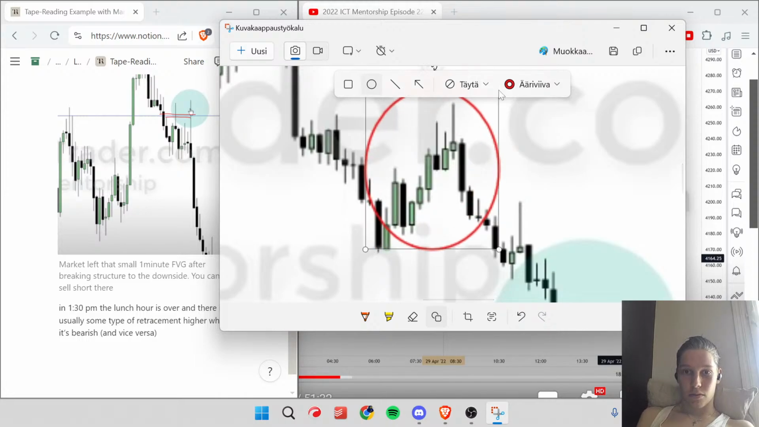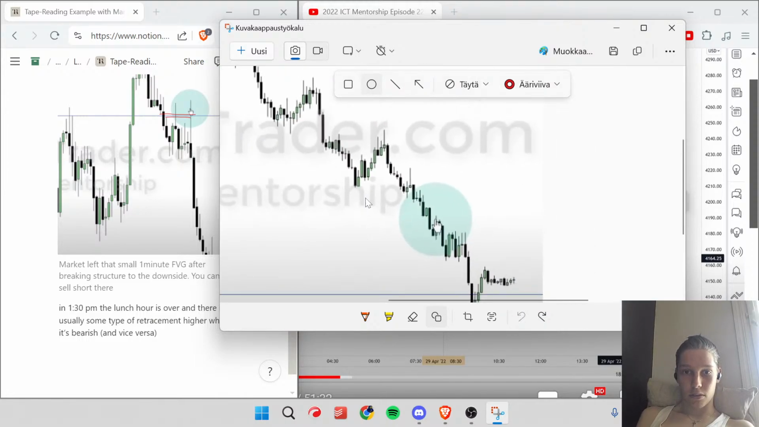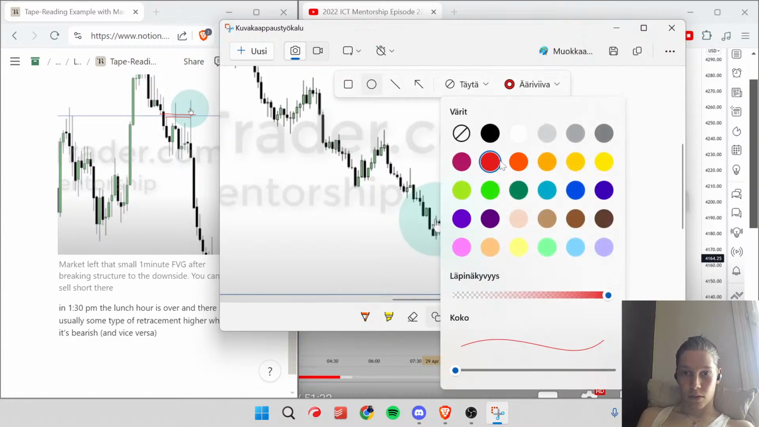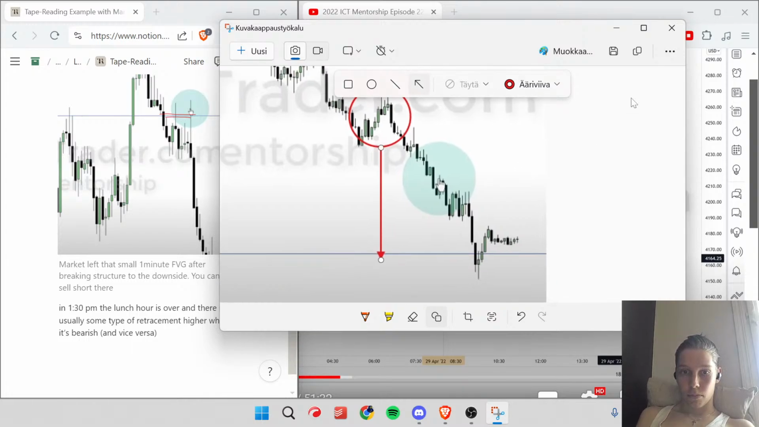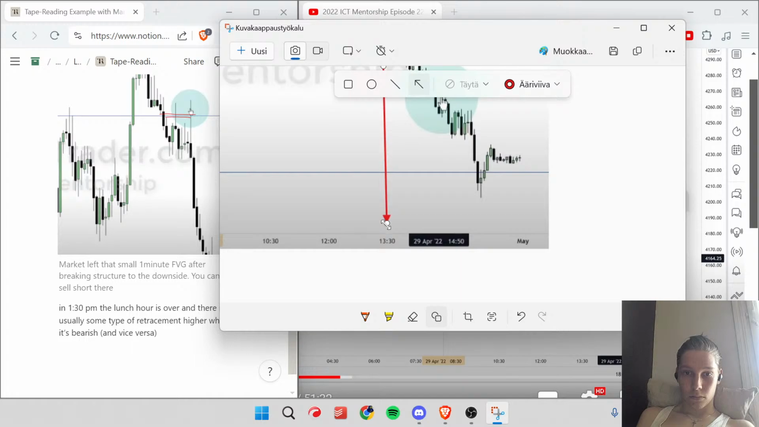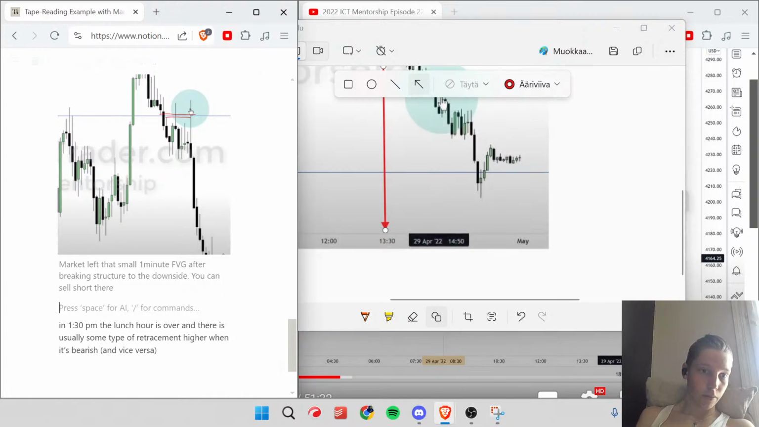Why haven't I used this tool? It's just a good tool, man. That's your 130. There you go. Now it's easily visible for everyone.